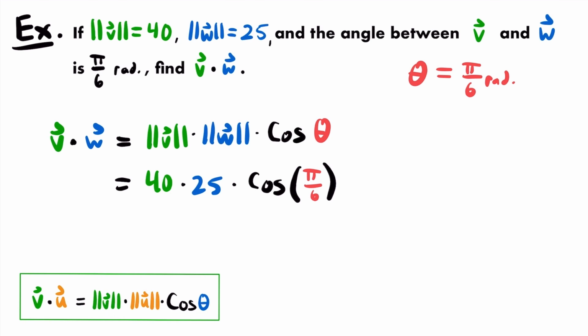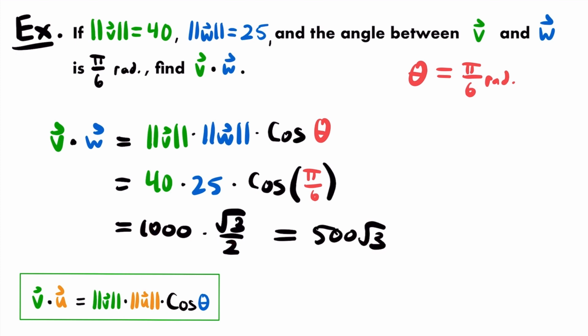Okay, now let's simplify. 40 times 25 is 1,000. So this is equal to 1,000 times cosine of pi divided by 6. And you might have this memorized. If not, just plug it in your calculator. But cosine of pi divided by 6 is the square root of 3 divided by 2. And so if we simplify that, 1,000 divided by 2 is 500. So we have 500 square roots of 3. And that is the dot product of vector v and vector w.